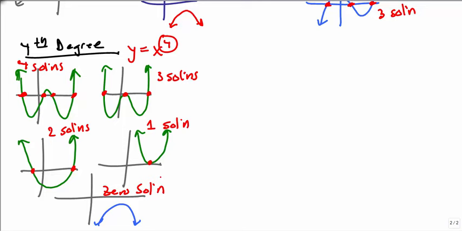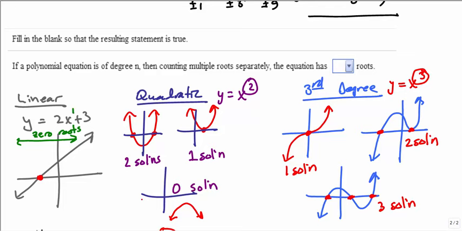And we could keep going on and on with the 5th degree, the 6th degree, etc. But I think you get the general idea. So way back up here in the problem that we were given, it says if a polynomial is of degree n, that means its highest power is n. In this case, n would be 1. Over here, n would be 2. Over here, n would be 3.